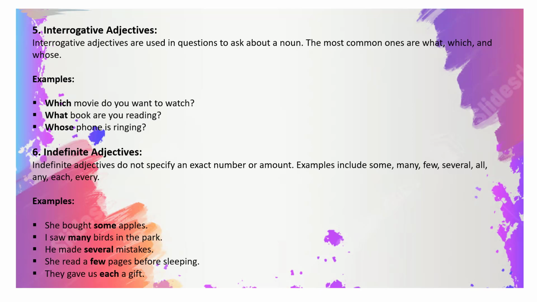For example, she bought some apples. I saw many birds in the park. He made several mistakes. She read a few pages before sleeping. They gave us each a gift. All the words in bold are indefinite adjectives.